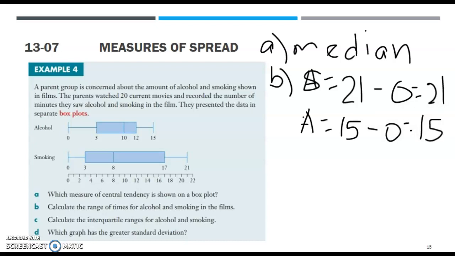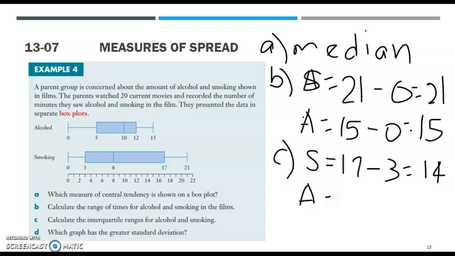Calculate the interquartile ranges for alcohol and smoking. So again, let's start with smoking. And this time we're looking at the length of the box. So it starts from 17 and it finishes at 3. So our interquartile range is 14 for smoking. Go to the top one, alcohol. The box starts at 12 and ends at 5. So that would be a difference of 7 for the alcohol.